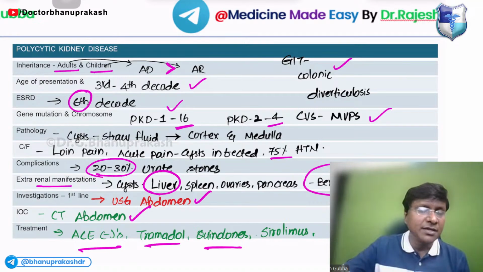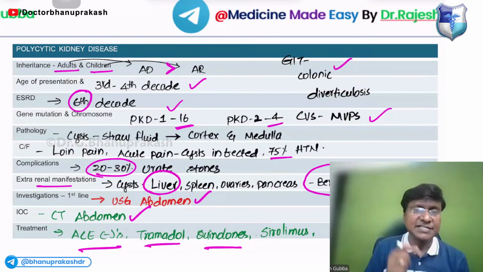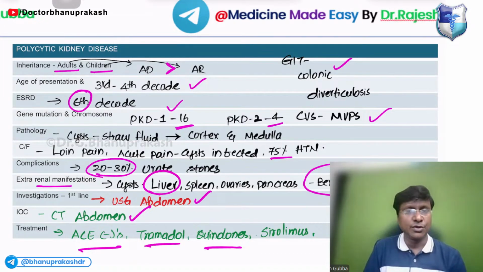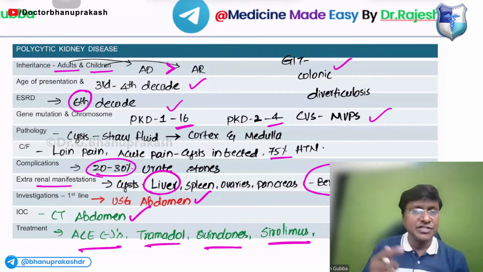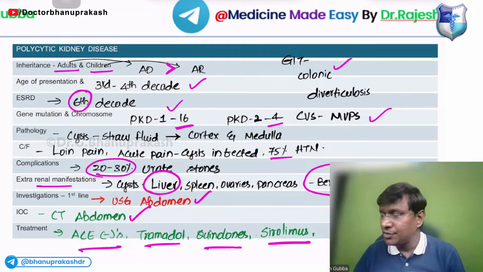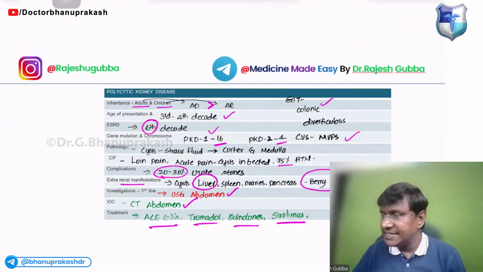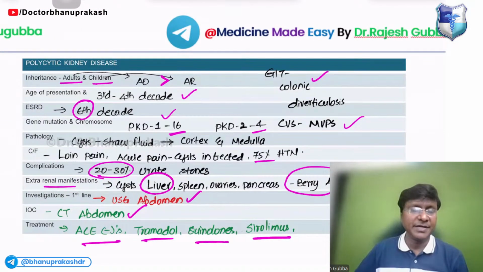And why do you particularly need to give quinolones? You need to give lipid soluble antibiotics which can cross these cysts and kill the organism. So what are the lipid soluble antibiotics? That is quinolones. And sirolimus is the drug which can prevent the progression of polycystic kidney disease. So this completes the discussion of this very important topic, polycystic kidney disease, right? So these are some of the very important topics in nephrology.